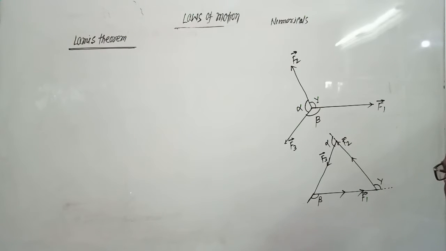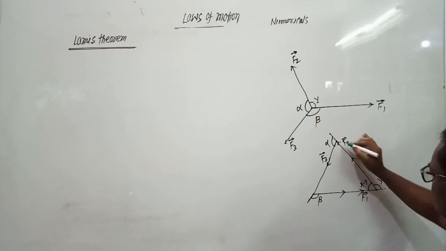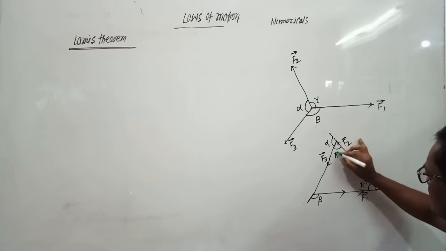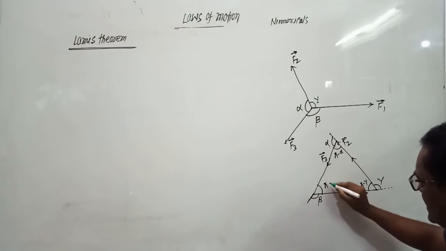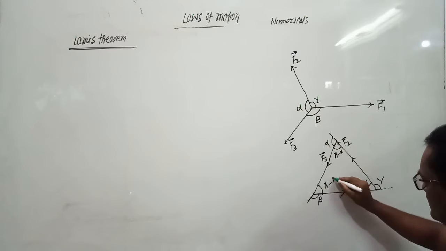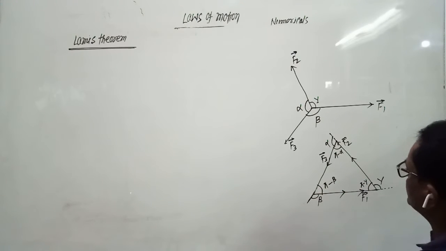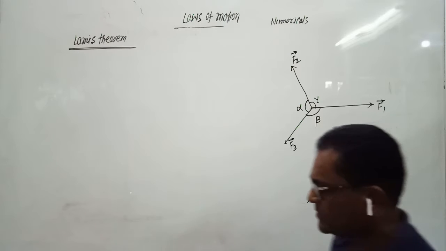So what would be their internal angles? If this angle is gamma, then this angle will be pi minus gamma. And if this angle is alpha, then the internal angle will be pi minus alpha, and this angle becomes pi minus beta. Because this is a straight line, and on a straight line the total angle is pi, we calculate this angle, so it becomes pi minus beta.